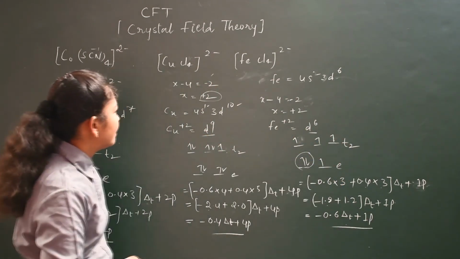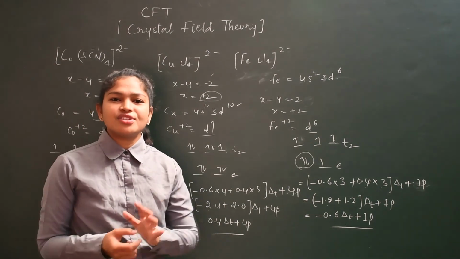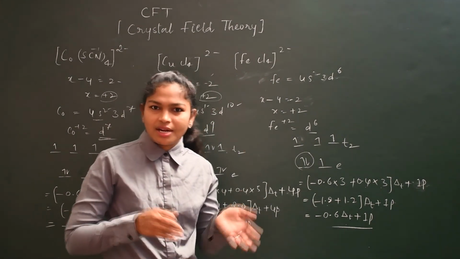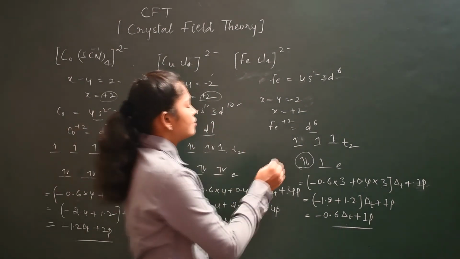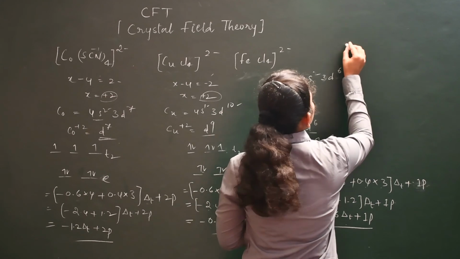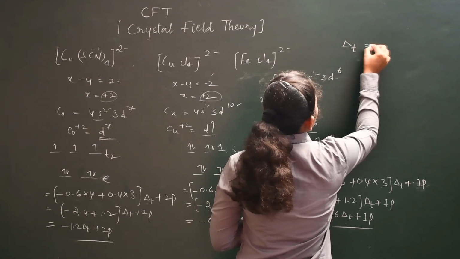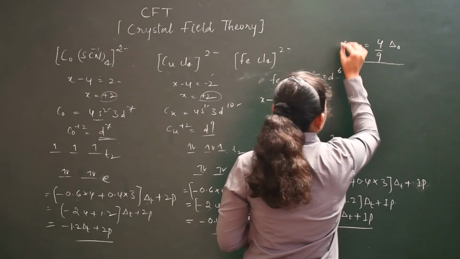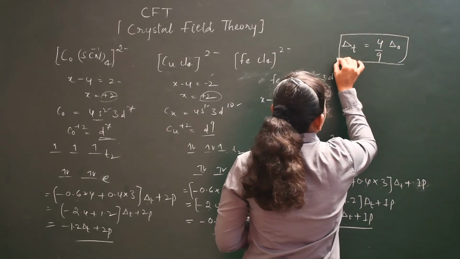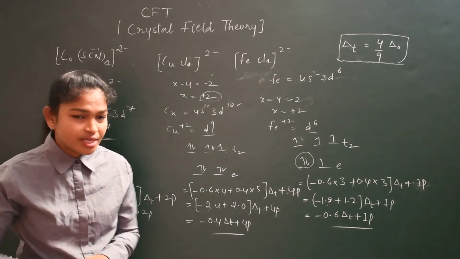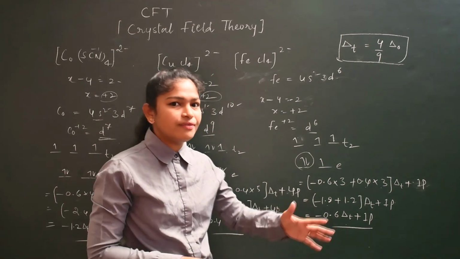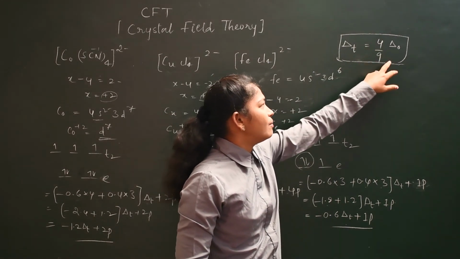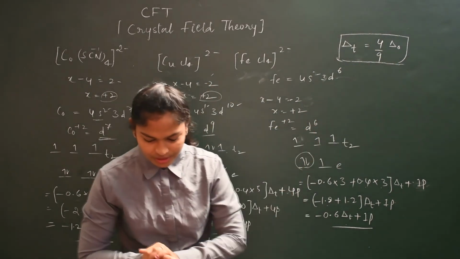So this is in the tetrahedral field. Actually, what is the relation between the tetrahedral and octahedral splitting energies? See, delta T is equal to 4 by 9 delta naught. Sometimes they ask this also: the relation between the splitting energies of the tetrahedral and octahedral geometries. Delta T is equal to 4 by 9 of delta naught.